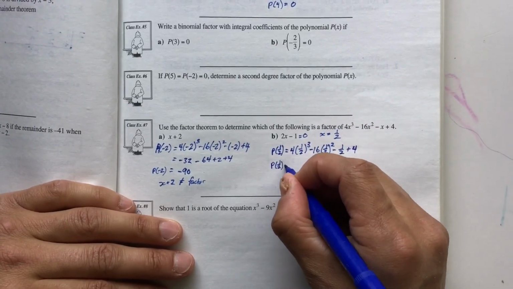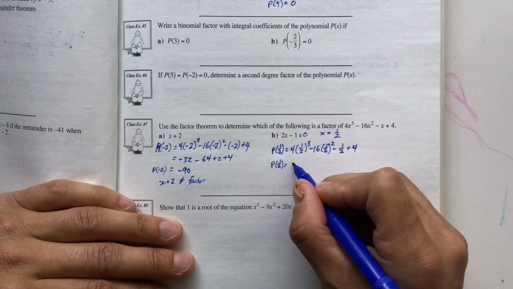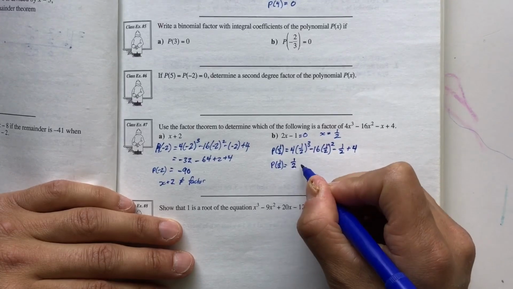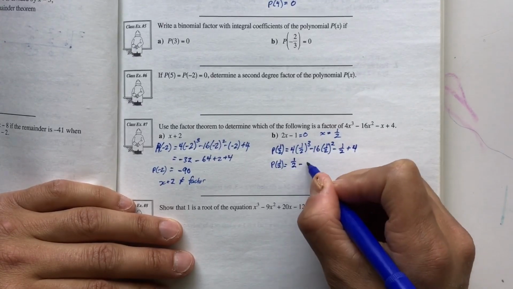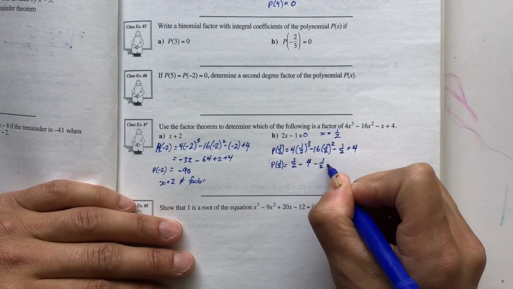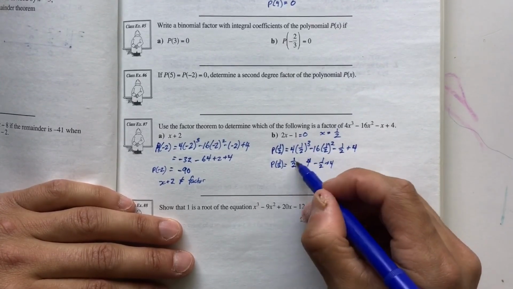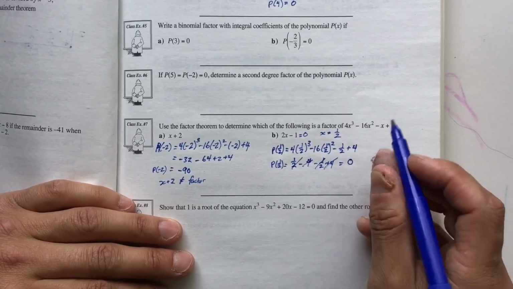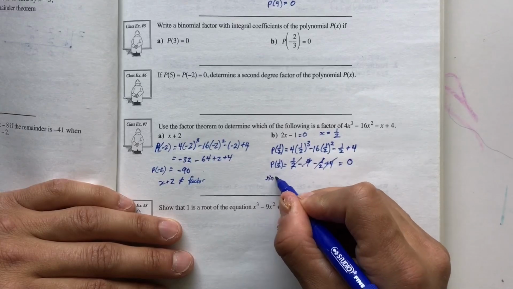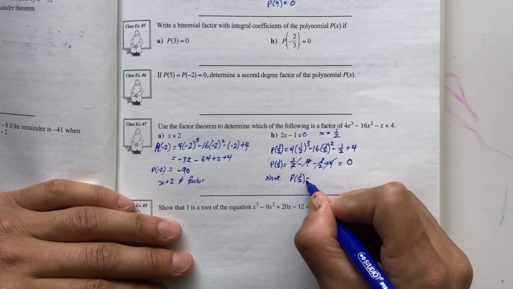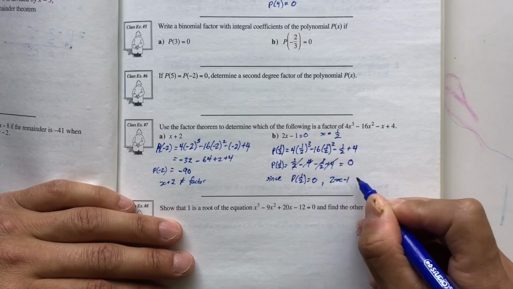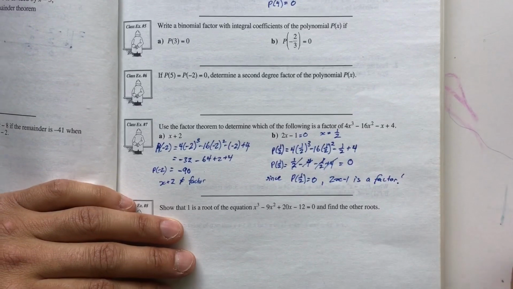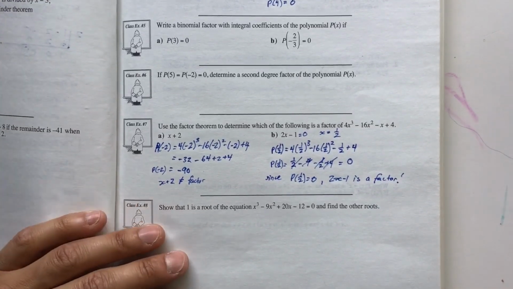And p of 1/2 is equal to 1/2 minus 4 minus 1/2 plus 4. And if we cancel out all the like terms, we're going to be left with 0. And so since p of 1/2 is equal to 0, this means that 2x minus 1 is a factor. And this is how you use the factor theorem in polynomial functions.